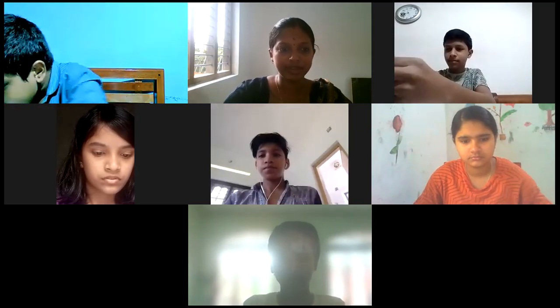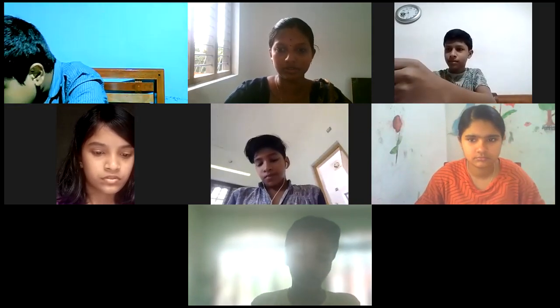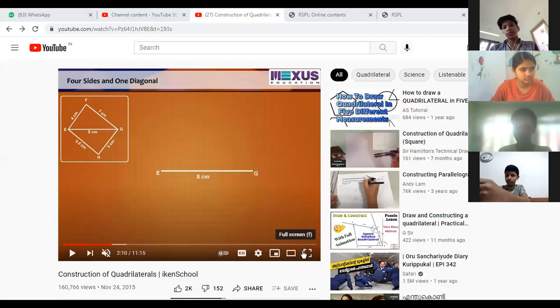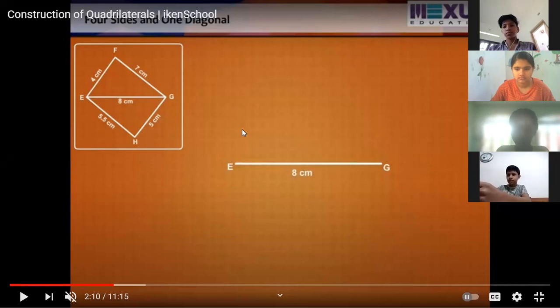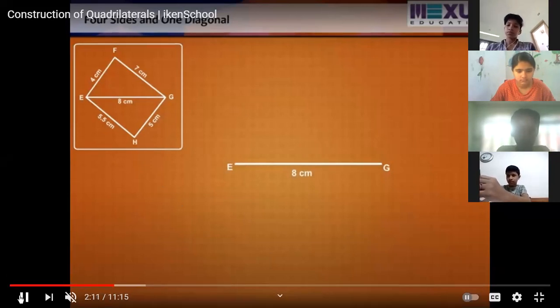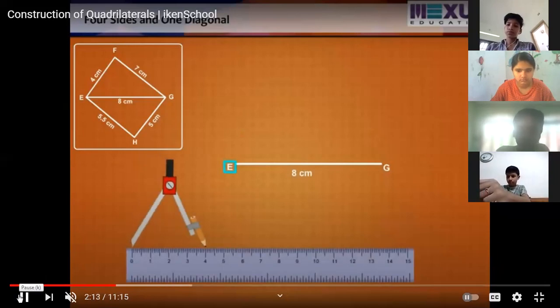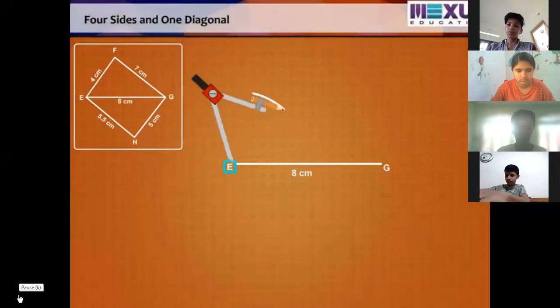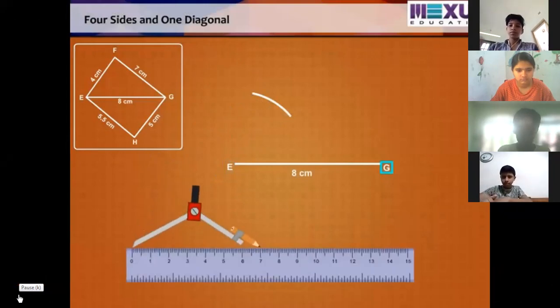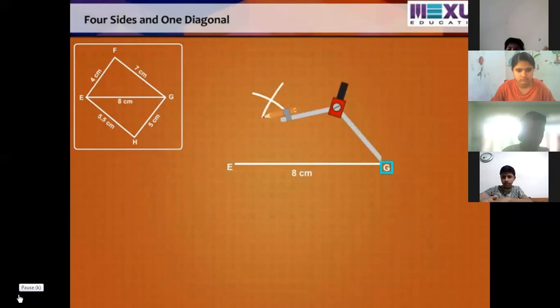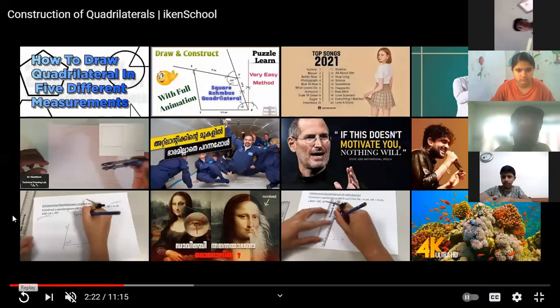I'm just sharing my screen. Can you see the video? This is the first way, in which 4 sides and one diagonal are given. This is the method through which we have constructed a quadrilateral when 4 sides and one diagonal are given.